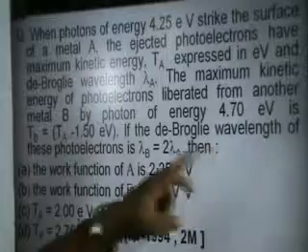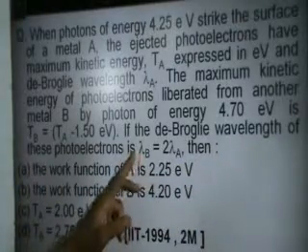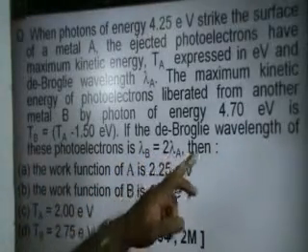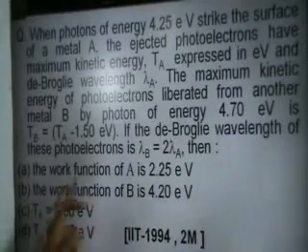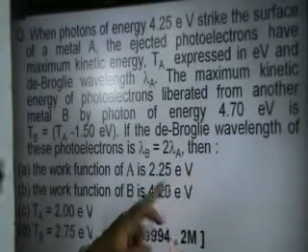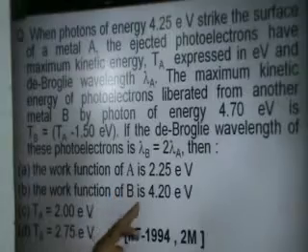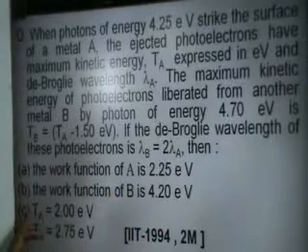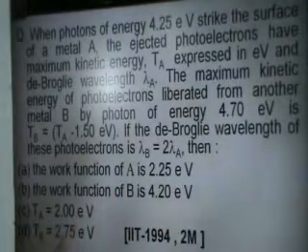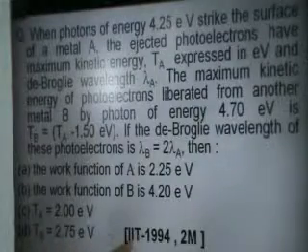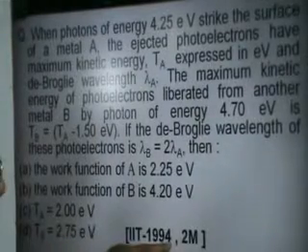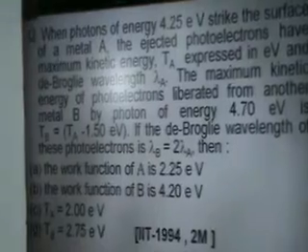If the de Broglie wavelength of these photoelectrons is lambda B equal to twice lambda A, then the work function of A is 2.25 electron volt. The work function of B is 4.2 electron volt. Ta is equal to 2 electron volt and Tb is equal to 2.75 electron volt. This has been asked in IIT 1994 for 2 marks.